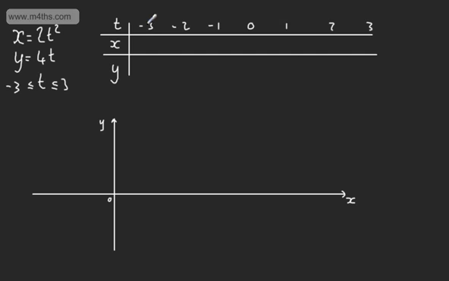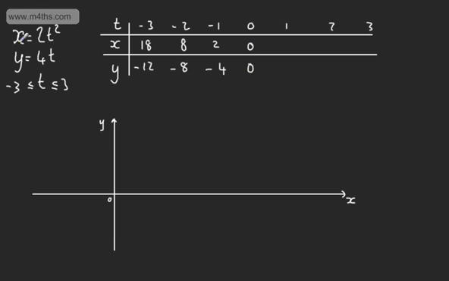So if I sub this in, if I square t, that'll give me 9, 2 lots of 9 is 18. When t is equal to minus 3, that's going to give me minus 12. If I take t to be minus 2, if I square that, I'll get 4. 2 times 4 is 8. If I sub this in, I'll get now minus 8. If I sub in minus 1, that'll give me 2, and that'll give me minus 4. I'll get 0 and I'll get 0.